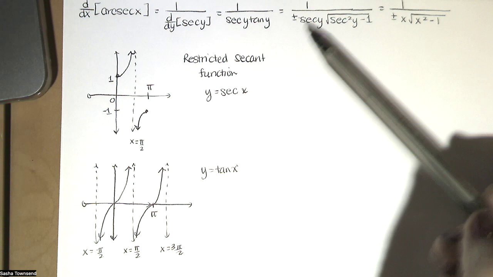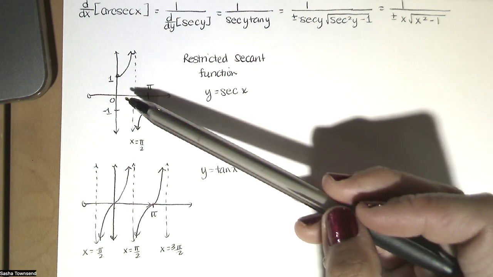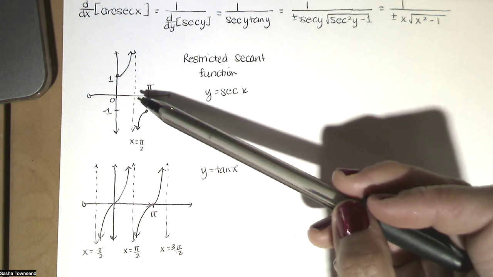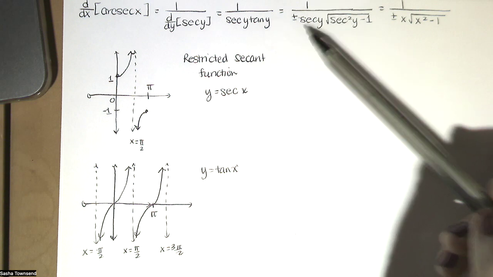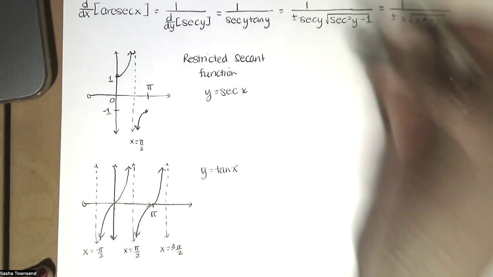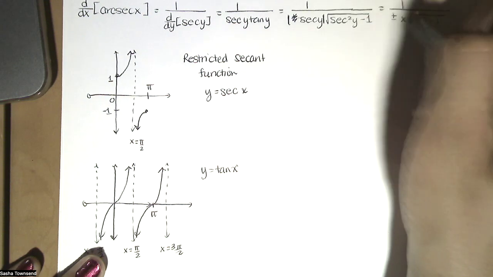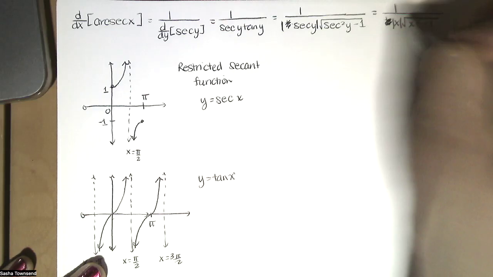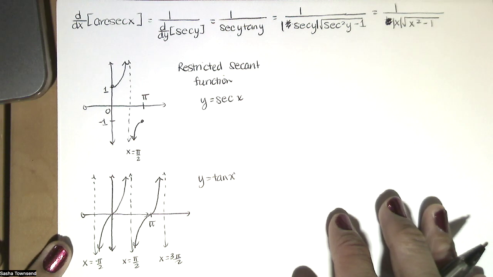Now, secant is positive on the interval from 0 to pi over 2, and negative on the interval from pi over 2 to pi. But we don't want that. We want just the positive answer. In order to get the positive answer, we just take the absolute value of that. Plus or minus x could also be written as the absolute value of x. And that turns out to be the derivative of arcsecant.